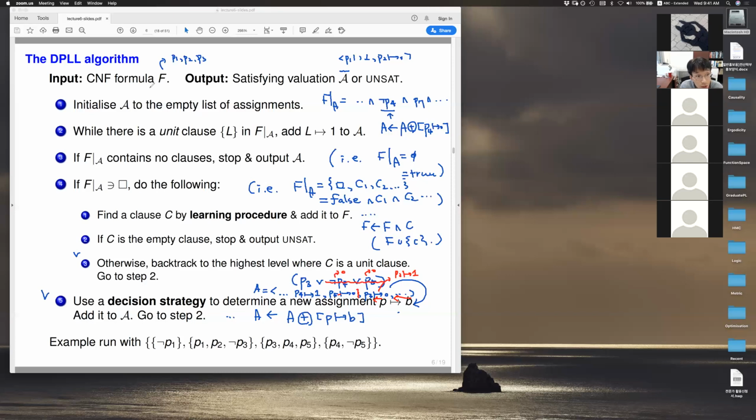Okay, so just to sum up, the algorithm takes F and returns either a valuation or unsat. The key steps are: step 2, which keeps setting values of propositional variables based on unique clauses, and then when it's done, it does case analysis. If it's set, we return the valuation. If it's unset, we do what I call learning: we generate a new clause, the generated clause is added, and that helps us to backtrack. Otherwise, if neither of these 3 or 4 applies, we choose one of the variables and extend A. Okay, so that's the basics of the algorithm.